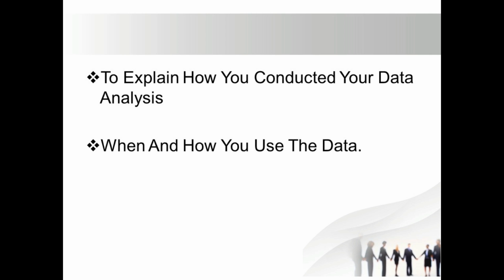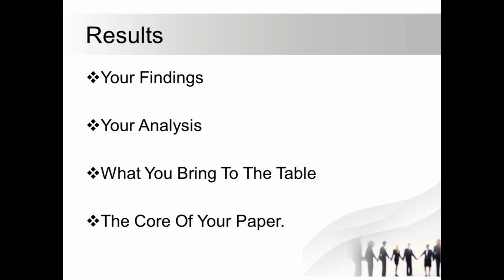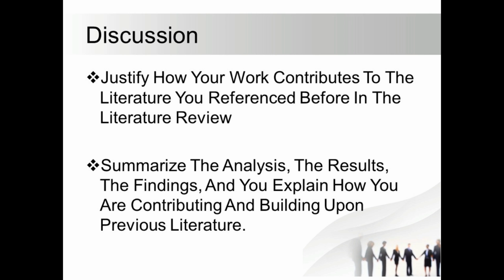Once you've worked through explaining your methodology, you then include the results section where you present your findings. Even if you're presenting a theoretical paper, you need to explain your analysis, what you bring to the table, the core of your paper. Once you've presented your results, you will then justify how your work contributes to the literature you referenced before in the literature review in a section usually called the discussion. This block of your paper is also extremely important. Basically, this is where you prove the relevance of your work.